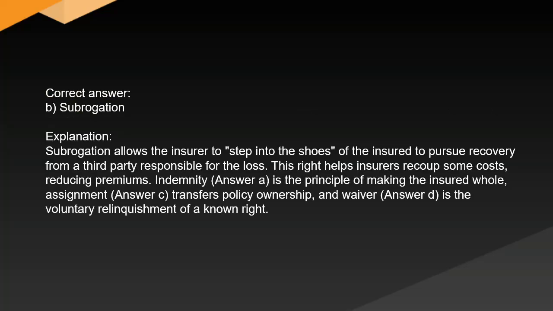Correct answer: B. Subrogation. Explanation: Subrogation allows the insurer to step into the shoes of the insured to pursue recovery from a third party responsible for the loss. This right helps insurers recoup some costs, reducing premiums. Indemnity, answer A, is the principle of making the insured whole. Assignment, answer C, transfers policy ownership, and waiver, answer D, is the voluntary relinquishment of a known right.